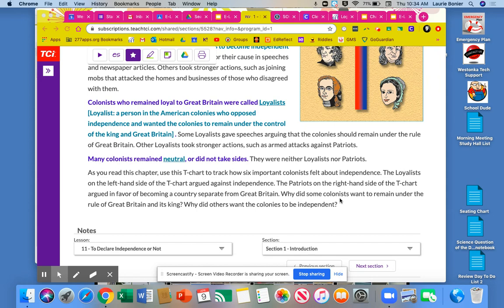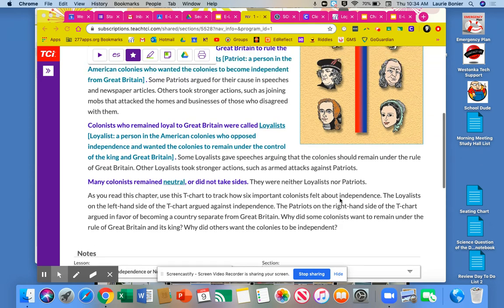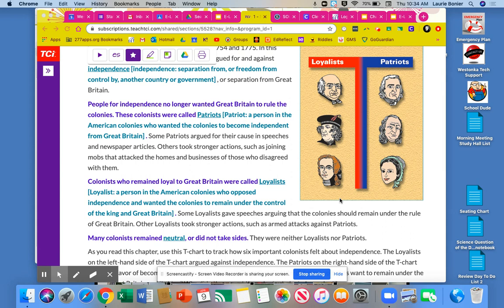So in this lesson, you are going to be introduced to 3 famous loyalists and 3 famous patriots and what they did to argue their cause throughout the colonies.